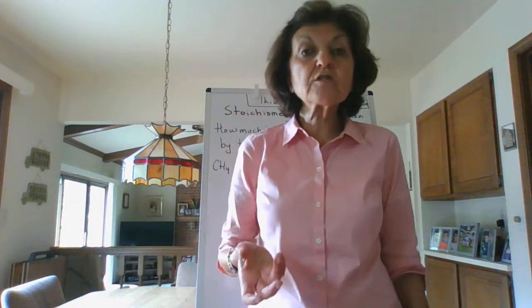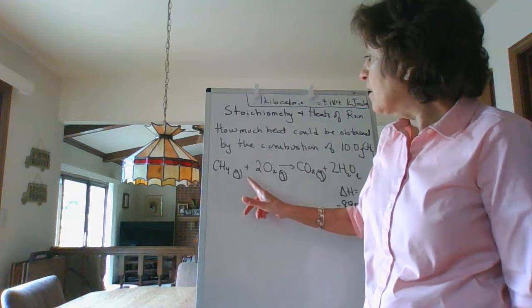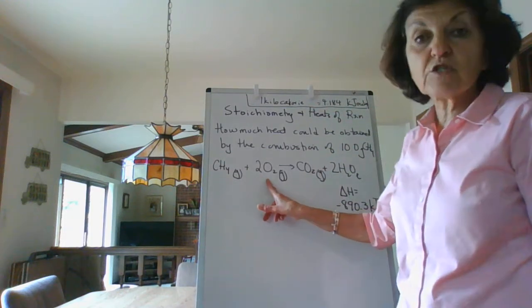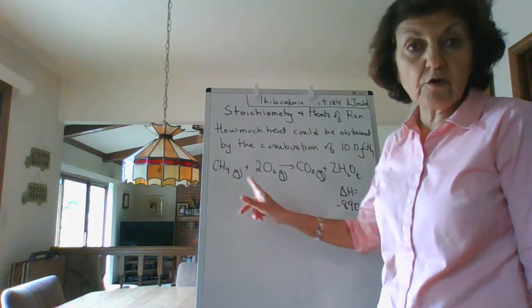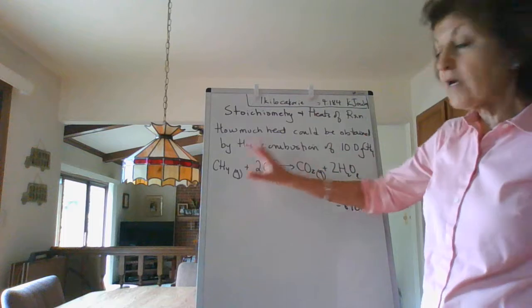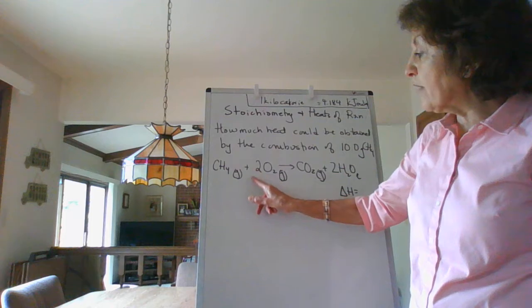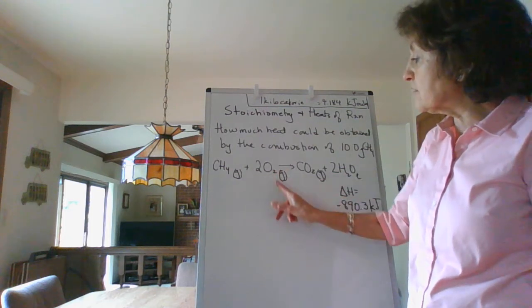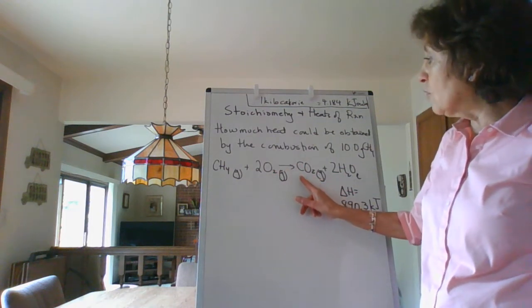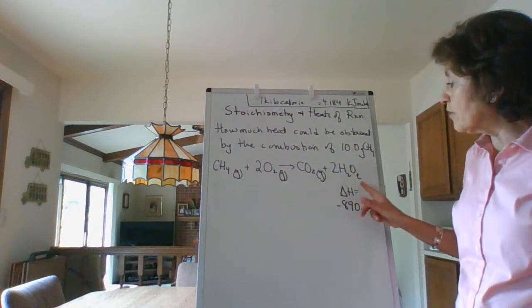Just like with all the stoichiometries in previous chapters, we have to start with a balanced chemical equation. So the one I have up here is methane, CH4, plus oxygen. This is just burning of a hydrocarbon, so it's hydrocarbon combustion. It will always give you carbon dioxide and water. Now, reading this equation, this says 1 mole of methane gas is going to react with 2 moles of oxygen gas to produce 1 mole of carbon dioxide gas and 2 moles of liquid water.